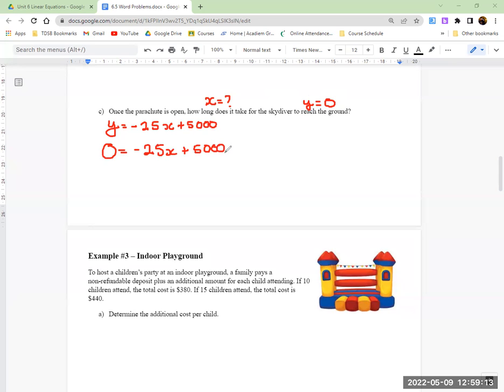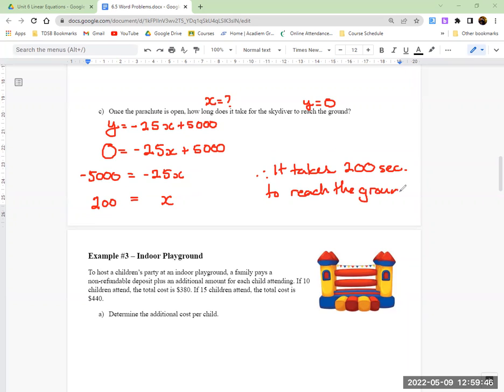So I'm going to isolate. Subtracting 5,000 from both sides allows me to isolate the X term. And dividing both sides by negative 25 allows me to isolate the X itself. And this gets me, I believe, 200. Therefore, it takes 200 seconds to reach the ground. Not for the full skydive, of course, but from the moment that they pull their parachute.